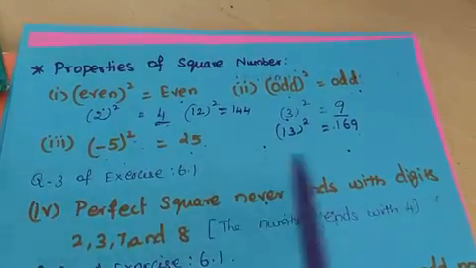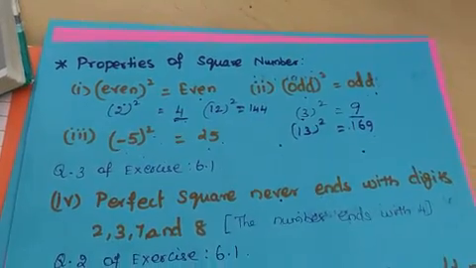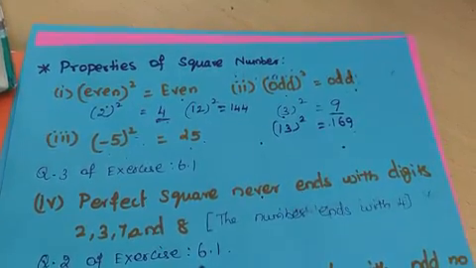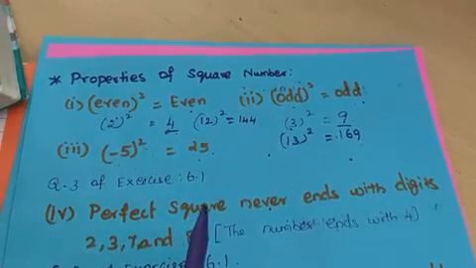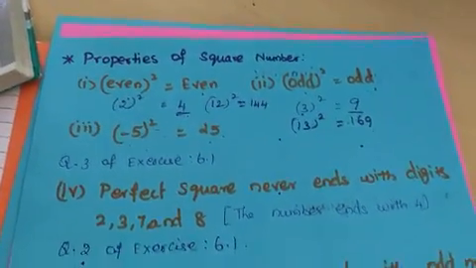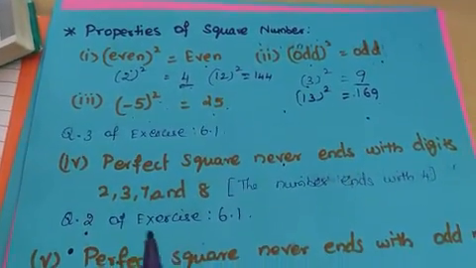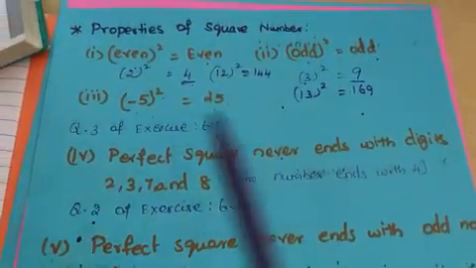Now the same type of question is there in exercise 6.1. Find which of the following squares would be an odd number. That is question number 3 in 6.1. Now we can solve this question using this property also. Before that, we will see this next property, so that it is easy for you to solve the complete question.